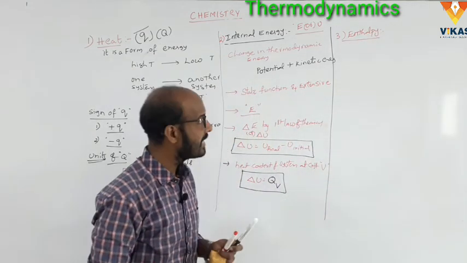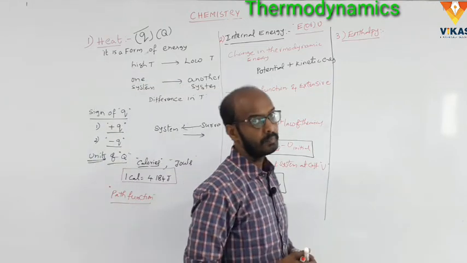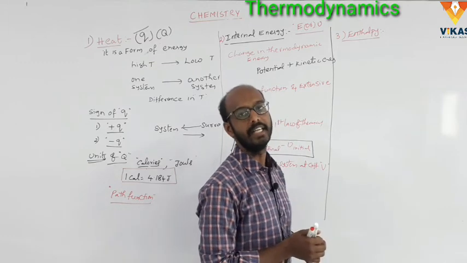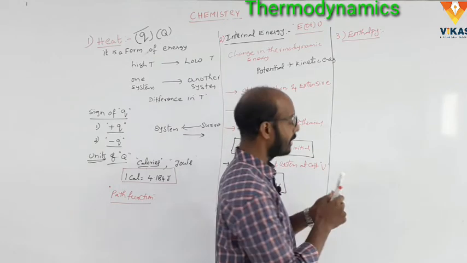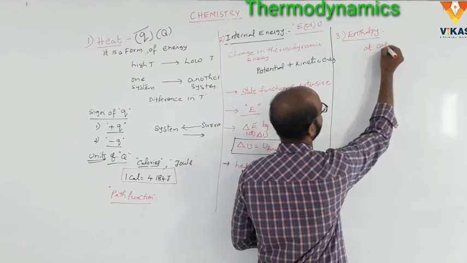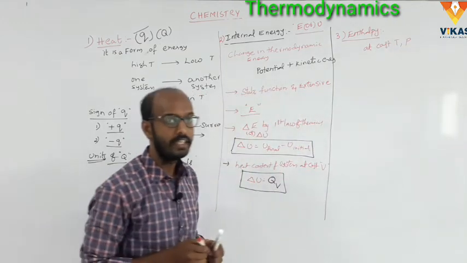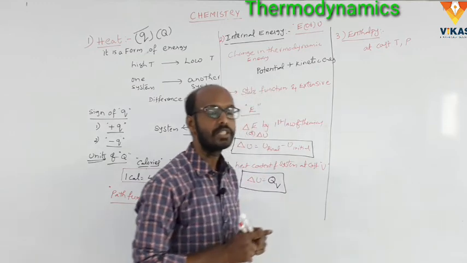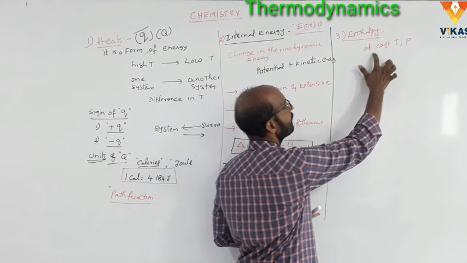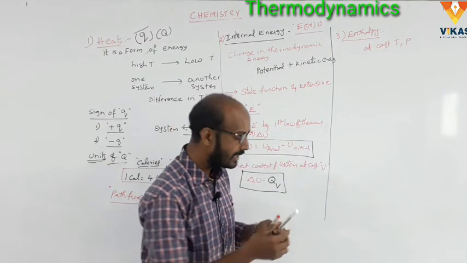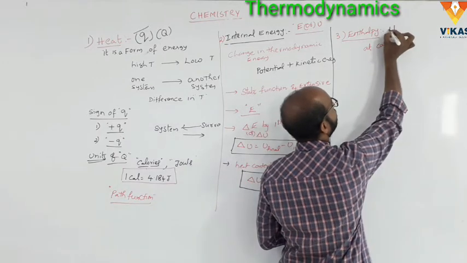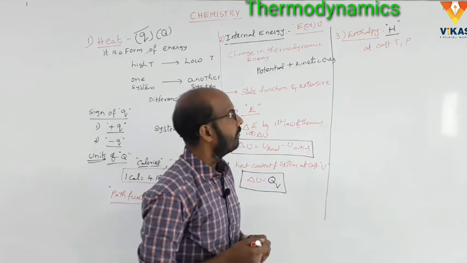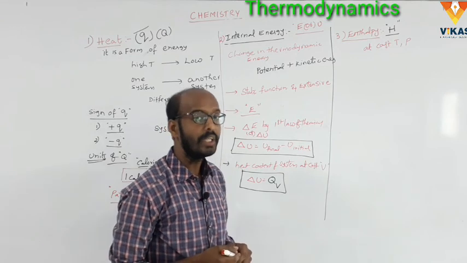So what is enthalpy? Enthalpy is a measurement. It measures the total heat content in the system at constant temperature and pressure. That is called enthalpy. Enthalpy is represented by H at constant temperature and pressure. It is a measurement that measures the total heat content in the system.